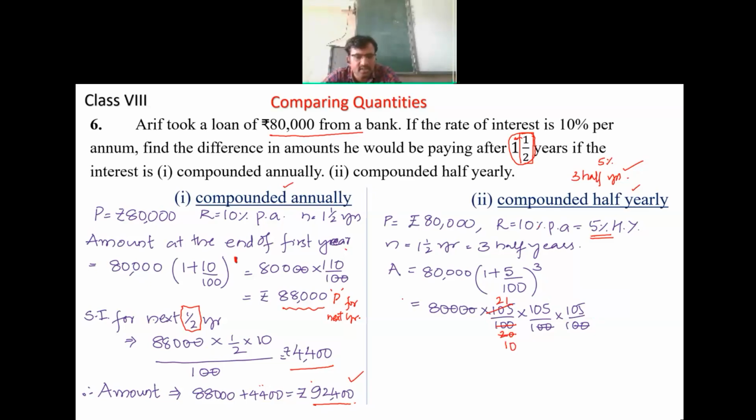Further, this is 4 times, this is 2 times, this is 5 times. 5 ones are 5, 21 times. So 2 multiplied by 21, multiplied by 21, multiplied by 105. This has to be multiplied. On multiplication, we get the answer as 92,610 rupees. Is this the final answer?